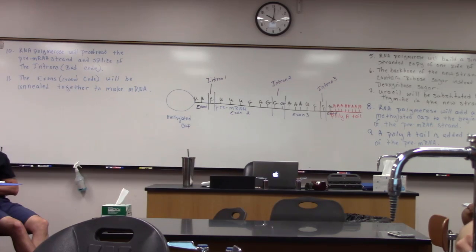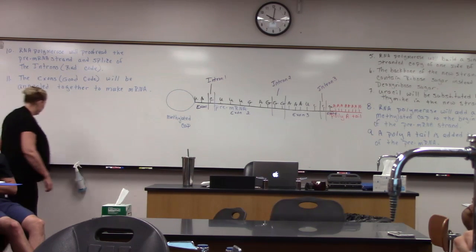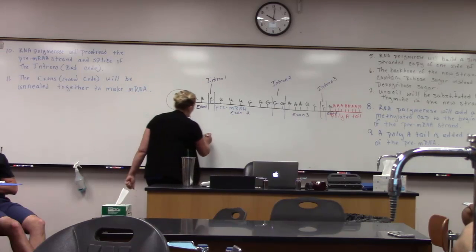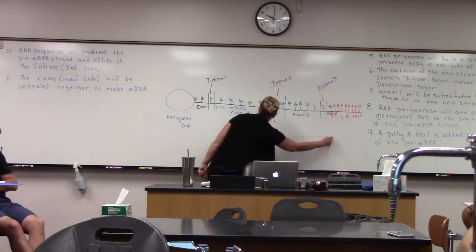Now, when all of these exons are annealed or glued together, you have your finished product. This is going to be an mRNA strand. So the finished product obviously is going to be a lot smaller.